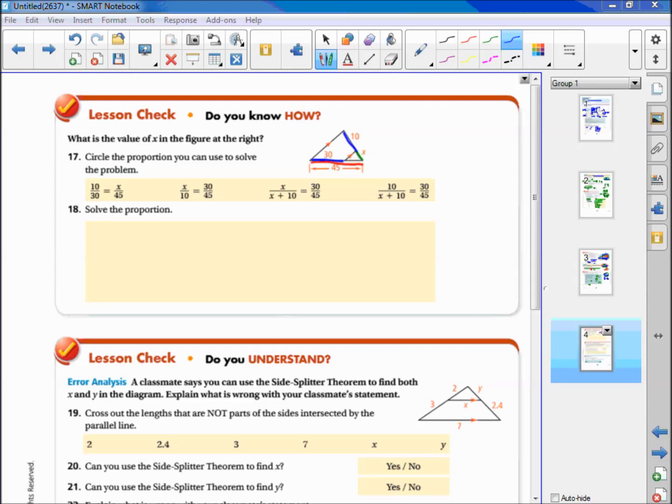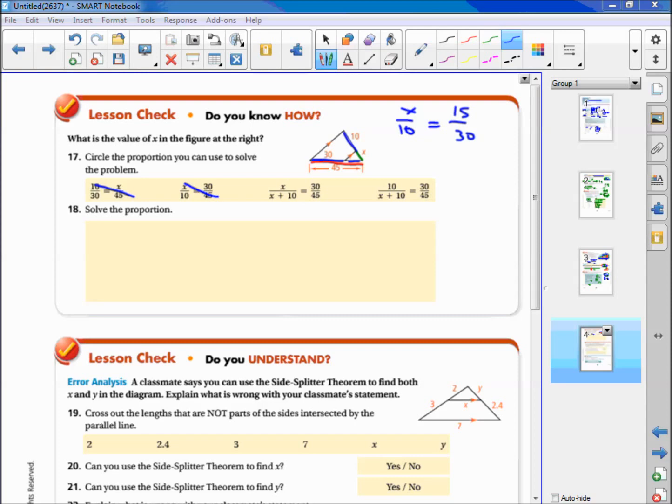So if we want to compare x and 10, that would be fine, but we would have to compare it to 15 and 30, not the 45, because the 15 is the piece that corresponds with the x. 45 minus 30. Unfortunately, we don't have any of that in these. So these are the ones that are trying to trick us with the x and 10, so it doesn't work because we don't have the 15 in there. They're using the 45. And 45 is the long one.